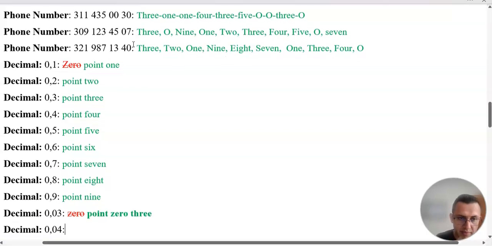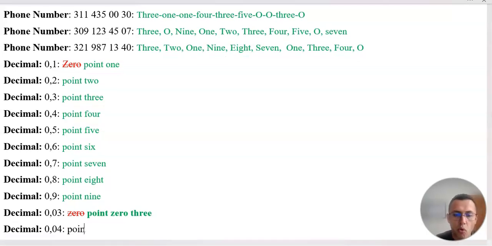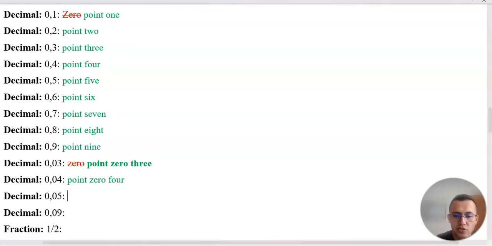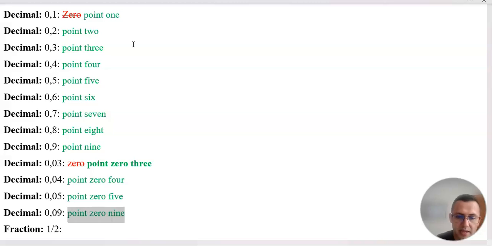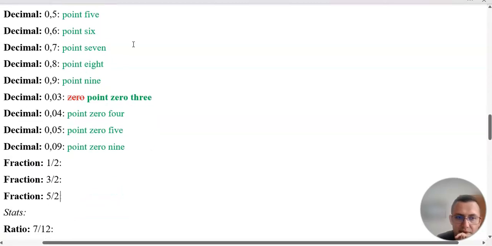Point zero three. Be careful. In this case, 0.04, point zero four. The next one would be 0.05, point zero five. The next one would be 0.09, point zero nine. And that's all, according to the decimals. Don't forget it. The next category is fractions and ratios.